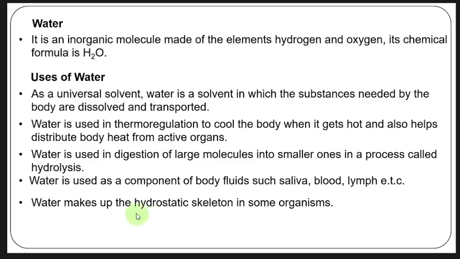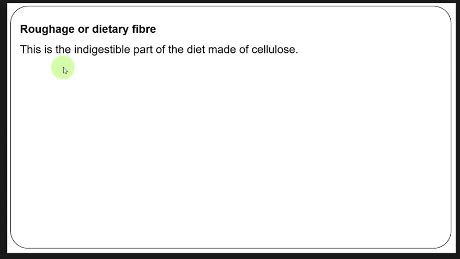All right, so from water we move now to roughage or dietary fiber as a nutrient. So what is roughage or dietary fiber? We are saying this is the indigestible part of the diet made of cellulose. So in our diet, as we consume our food, we are supposed to have the nutrient called roughage, and this roughage, when we eat it, does not get digested. All right, so which kind of food can provide us with the roughage? It's actually vegetables. Mainly vegetables are able to provide us with the roughage.